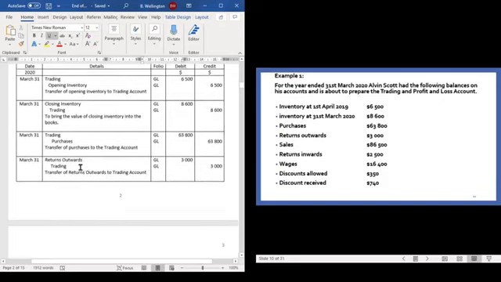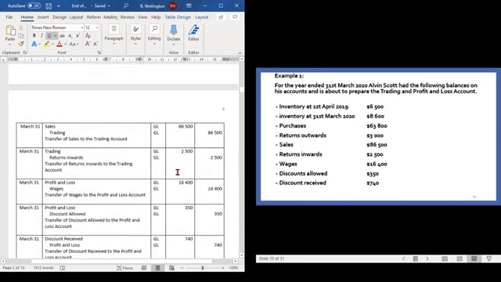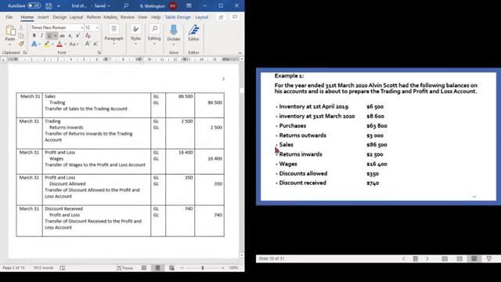Next item, the returns outwards. There's a balance on it, and of course that would be a credit balance. So to transfer that credit balance, you're going to make a debit entry in the returns outwards account. So here's a journal entry. Debit the returns outwards account with the $3,000 and credit trading account. And the narration, transfer of returns outwards to trading account. Okay, and so we go down the list.